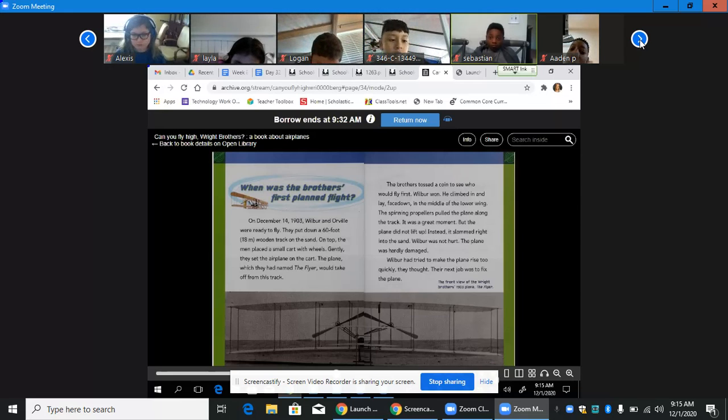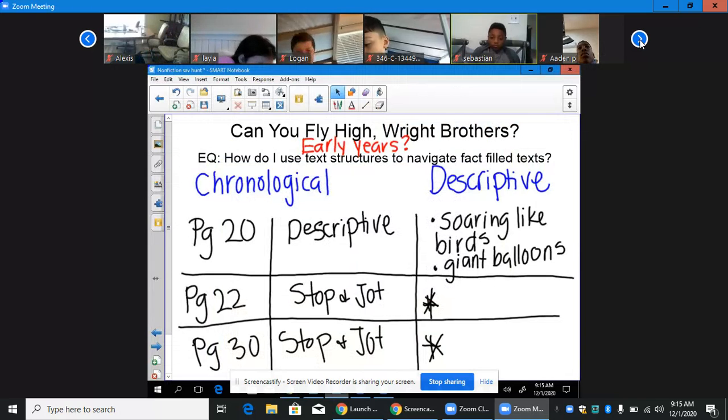All right, get your stop and jot down if you haven't already. So what this shows is the front view of the Wright Brothers 1903 plane, the Flyer. They lived for a long time. This is page 34.